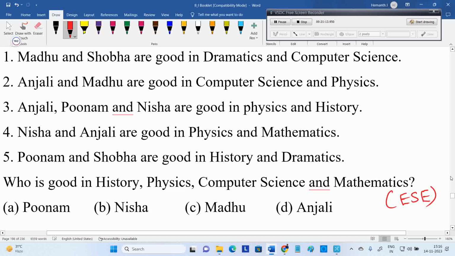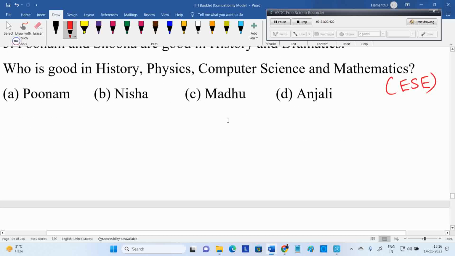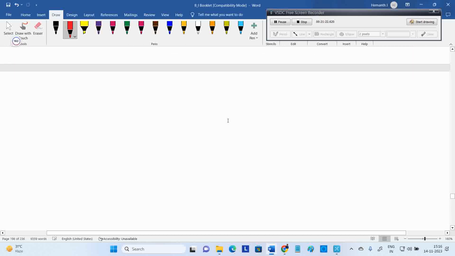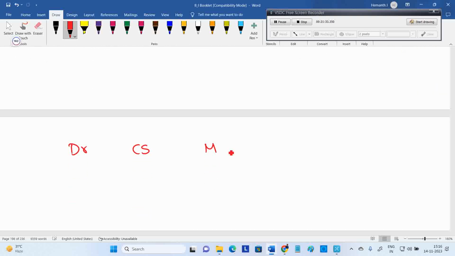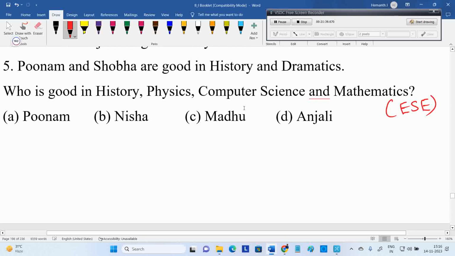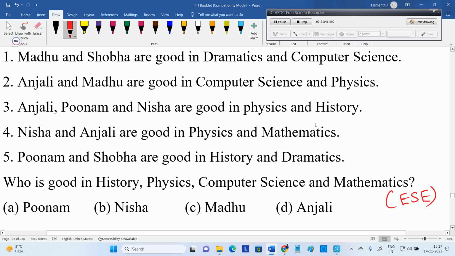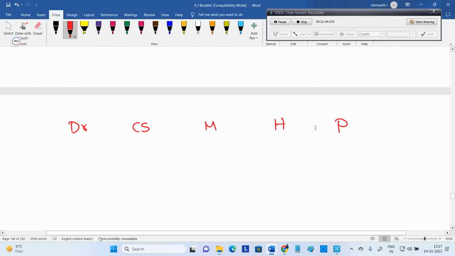Okay, so doing this question directly is a bit difficult. So you can just prepare a table. You just mention the subject names. I think dramatics is one of the subjects, computer science, and mathematics. The other subjects are history, physics. Is it computer science or simple science? Yes, computer science. Dramatics, physics, mathematics, history.